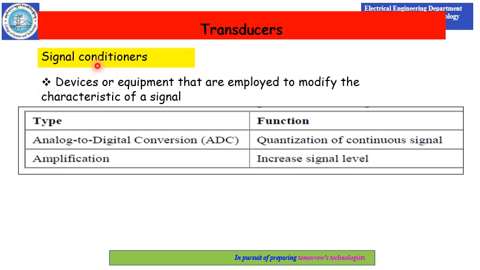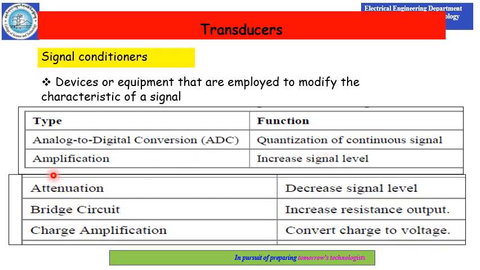Another type of signal conditioner is the amplification. So the amplification is used to increase the signal level. The third type of signal conditioner is called attenuation. Attenuation decreases the signal level. The fourth type is the bridge circuit. The bridge circuit is used to increase the resistance output of a signal. The fifth type of signal conditioner is called a charge amplification. This charge amplification will convert charge to voltage.